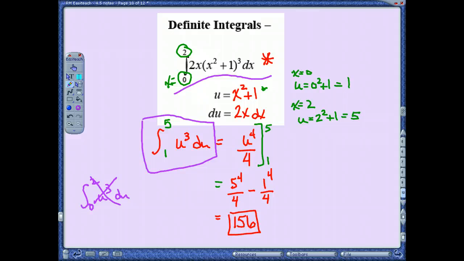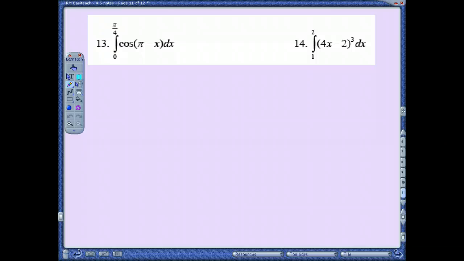So on a multiple choice test, we want to make sure we're not falling for that one. If you change to u's, you have to change your limits as well. So this is a really big thing that they like to do on the AP test, which of the following is equivalent. So we need to know how to do it without our calculator. So let's practice that a bit.